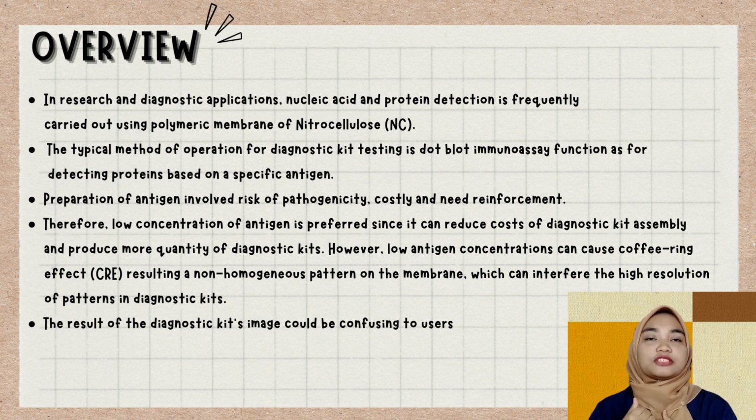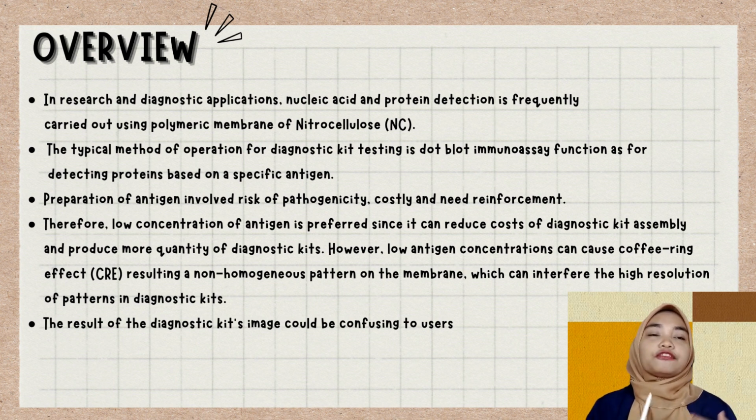In research and diagnostic applications, nucleic acid and protein detection is frequently carried out using polymeric membrane of nitrocellulose. The typical method usually used for this diagnostic kit testing is what we call a dot blot immunoassay, functioning for detecting protein based on a specific antigen. Preparation of the antigen itself involves risk of pathogenicity, is costly and needs reinforcement. Therefore, what should we do?